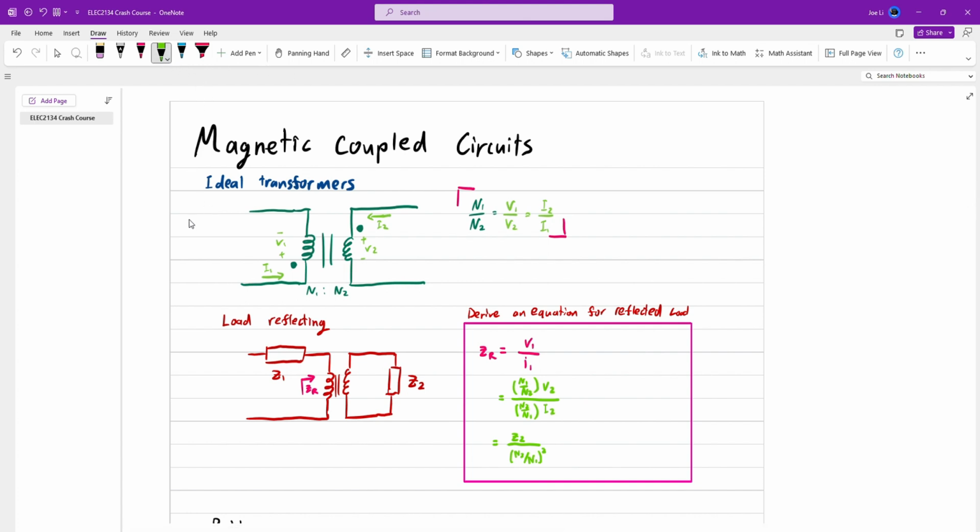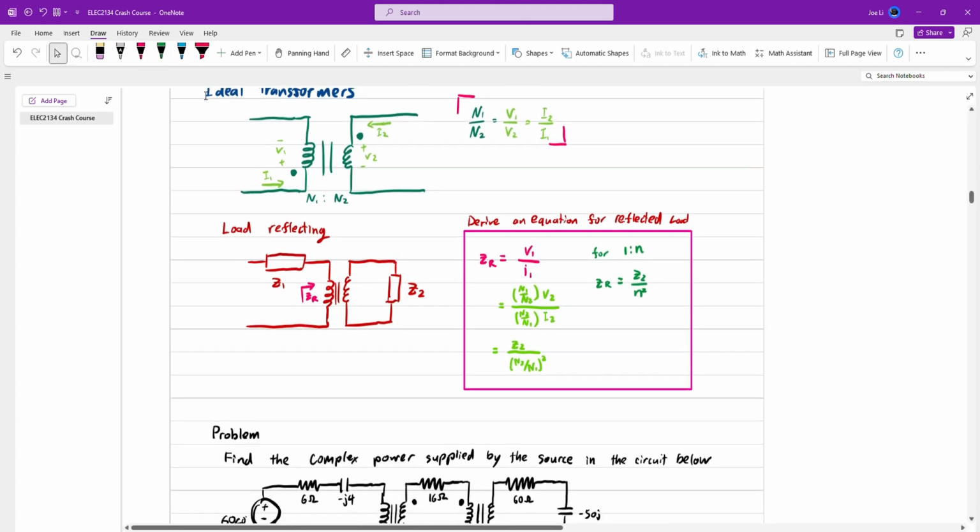So for a 1 to n transformer, when N1 is 1 and N2 is n, we will get the reflected load Z2 divided by n squared. So that's a method to reflect our load into the secondary coil circuit.